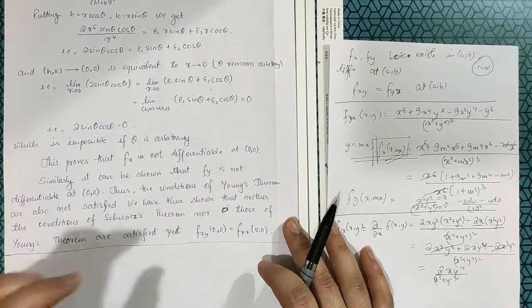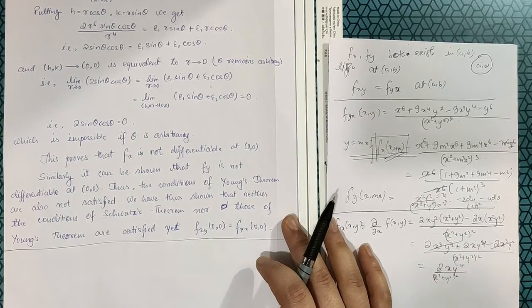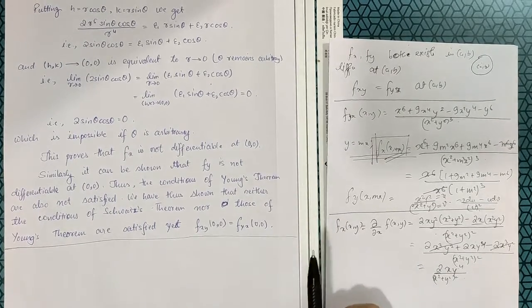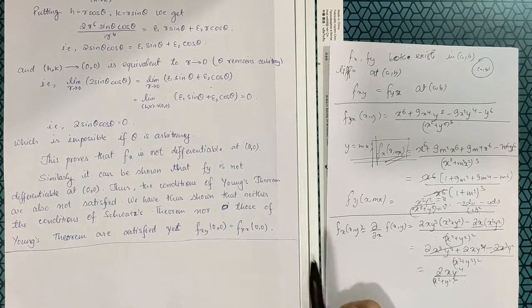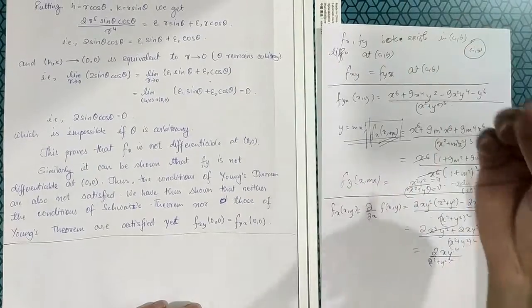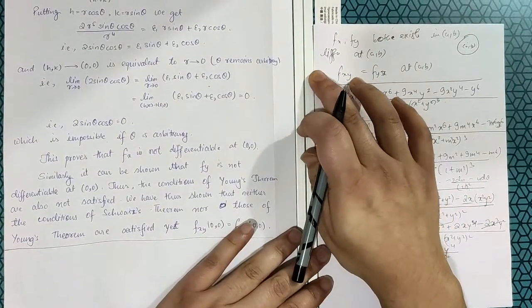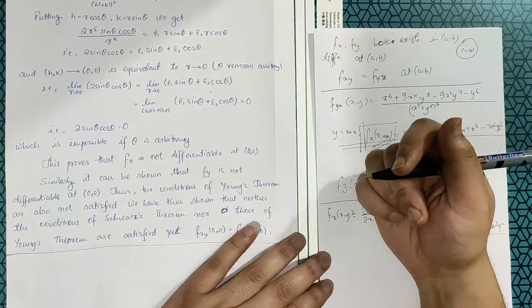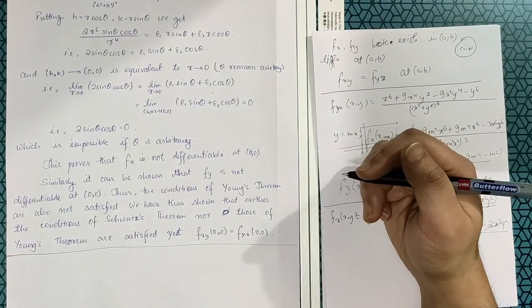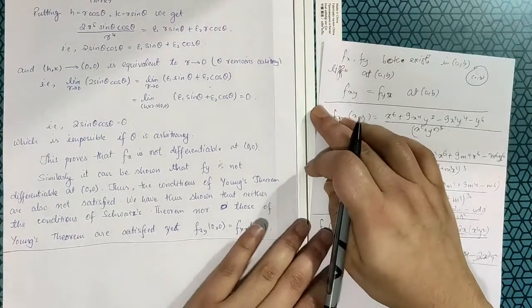We have thus shown that neither the conditions of Cauchy's theorem nor those of Young's theorem are satisfied, yet f_xy is equal to f_yx at the point (0, 0). So what we conclude is, if the conditions hold, then the equality holds, but if the conditions do not hold, it does not imply that the equality does not hold either. So this much for today's lecture.